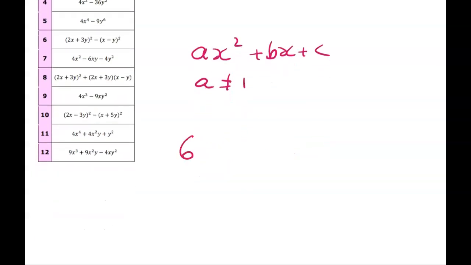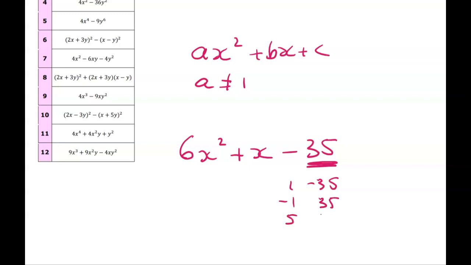So one simple example, suppose that I've got 6x squared plus x minus 35. Just looking at that, there are only a few combinations that are going to give me minus 35. We could have 1 and negative 35, negative 1 and 35, 5 and negative 7, or negative 5 and 7. So that's not too bad.